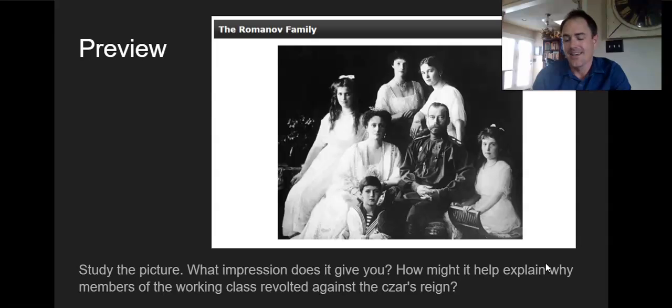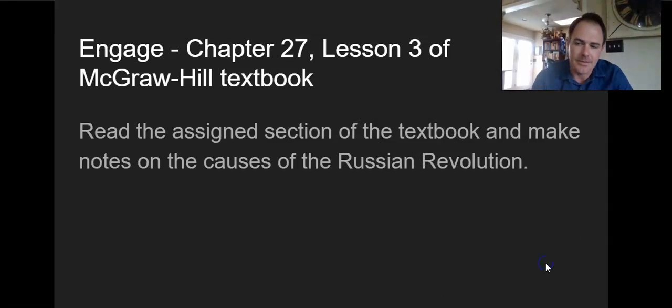Okay, for me, it gives me an impression of people who are elite, wealthy, and a bit out of touch. Like I don't feel a lot of warmth coming from their gazes. So it might explain how the working class felt ignored, felt like their rulers didn't really understand them, and that might help explain why they revolted against this Tsar and sadly murdered him and his family in 1921.